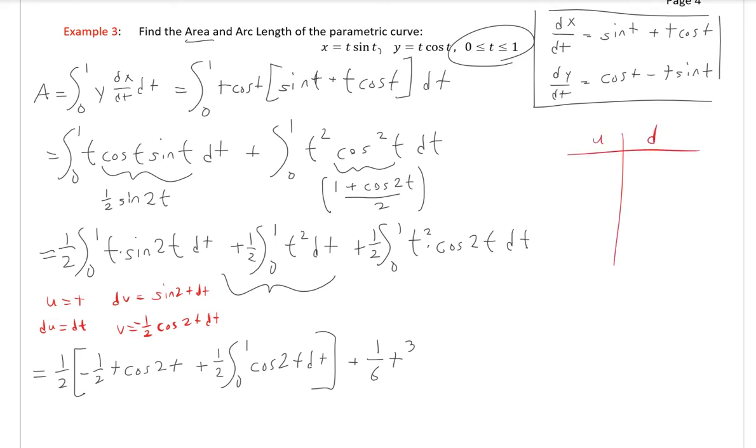So u and dv. The first u I'd set up is t squared, which would become 2t after I do the first derivative, and then would become 2, and then would become 0. So that's just me doing the derivatives all the way down. dv would be cosine of 2t. The integral of that would be 1/2 sine of 2t. The integral of that would be negative 1/4 cosine of 2t. And the integral of that will be negative 1/8 sine of 2t.